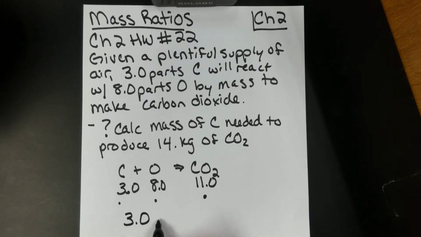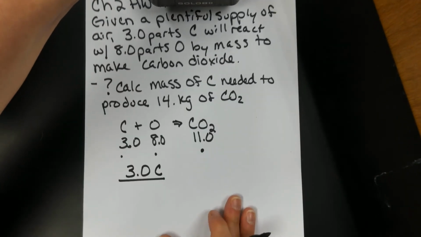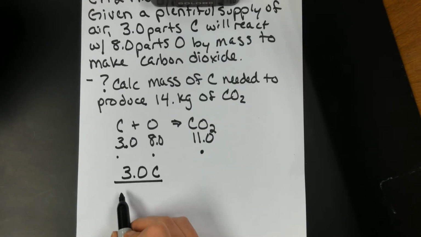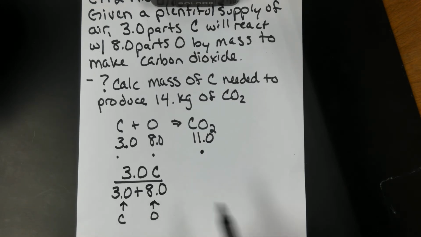So what this is really saying is I would say 3.0 grams of carbon over, and this is 3.0 plus the 8.0. This is for oxygen, and this is for carbon, right? So this is of the total, essentially. And this is going to equal, right? And so then if this is my new total, this is going to equal essentially a percent, really.